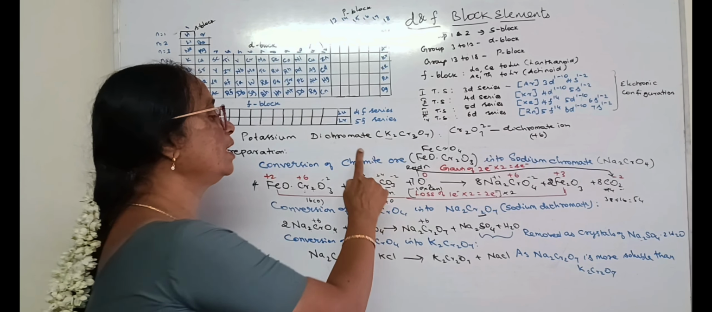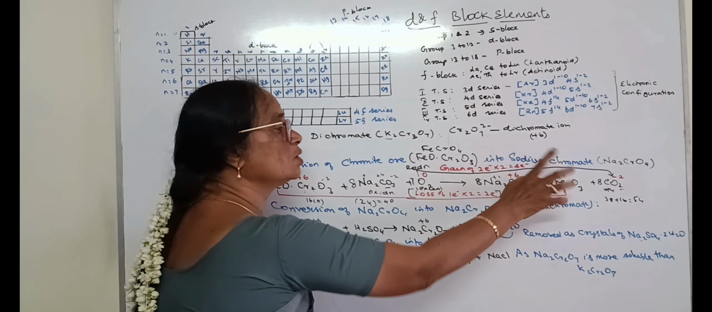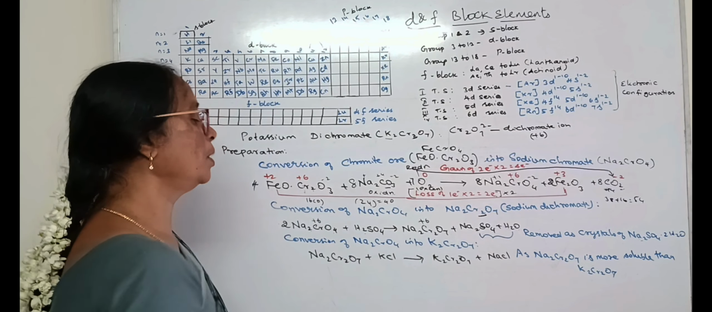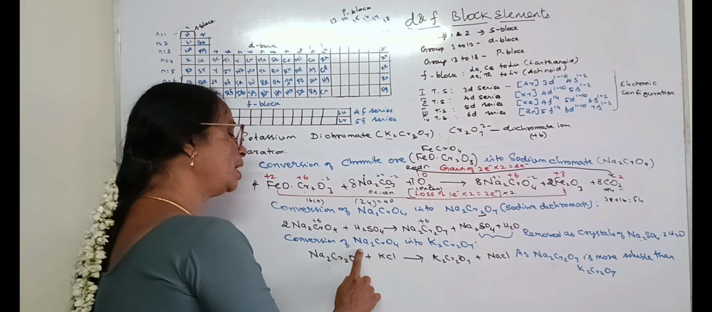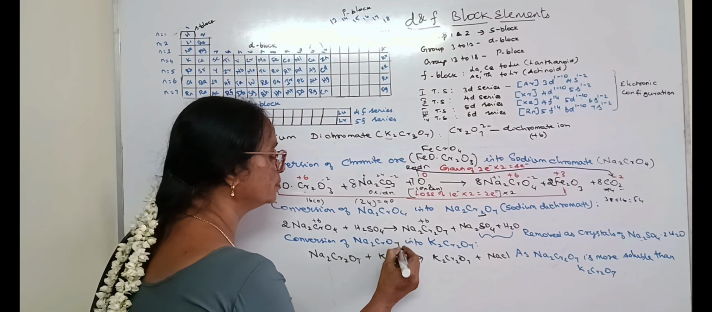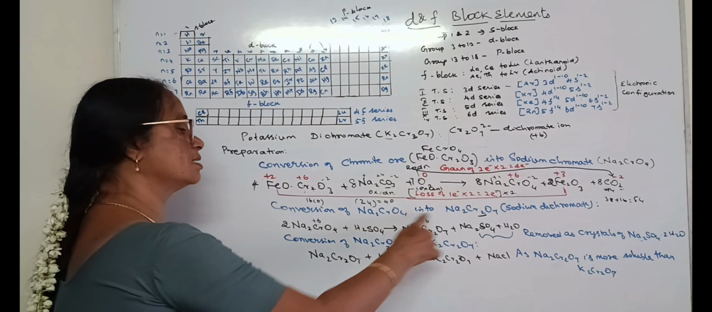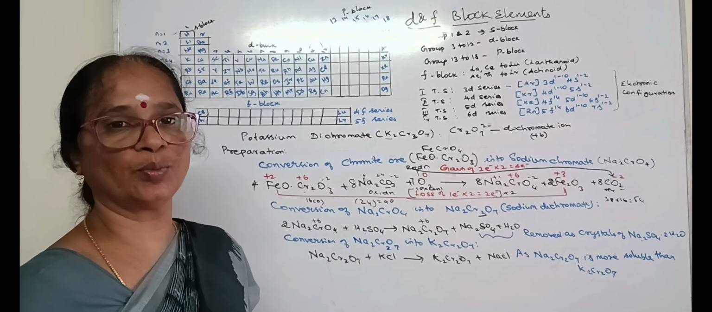First step, chromite ore into sodium chromate. Second step, sodium chromate into sodium dichromate. Third step, the conversion of sodium dichromate into potassium dichromate.